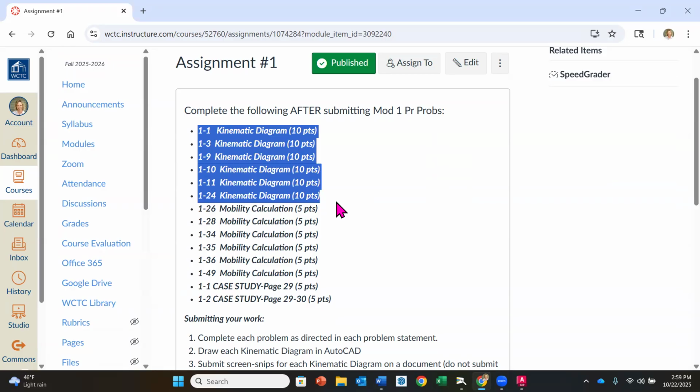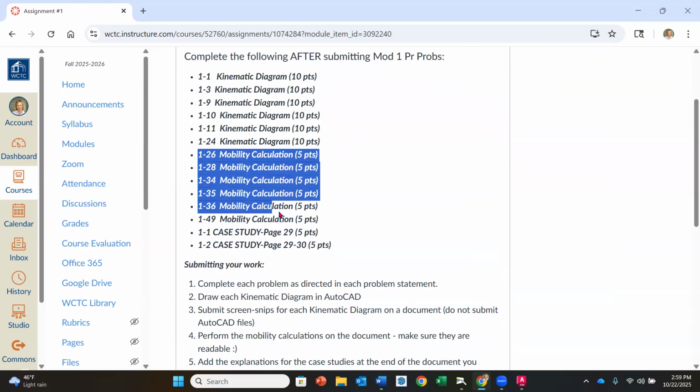If you want to hand sketch to just get your thoughts in order, you do not need to hand in any hand sketches. AutoCAD diagrams only. And that's going to be the first 6 that you're going to do. Then the next 6 problems are mobility calculations that correspond to each one of these.